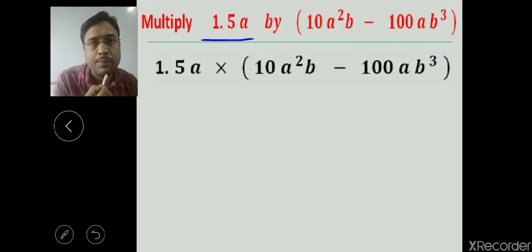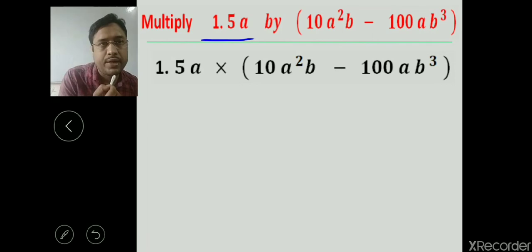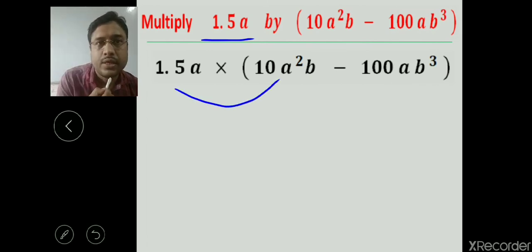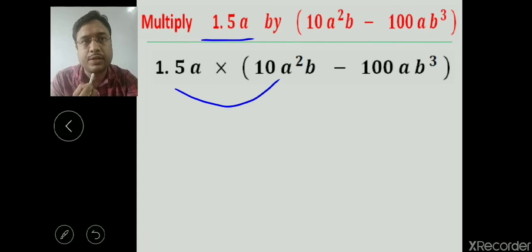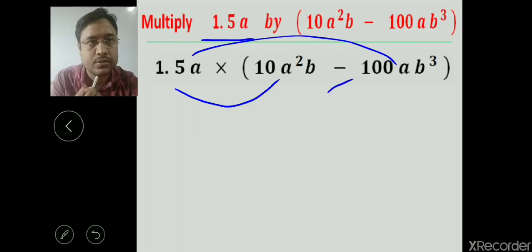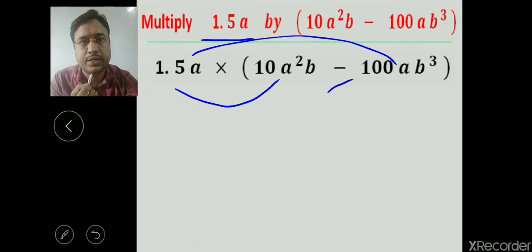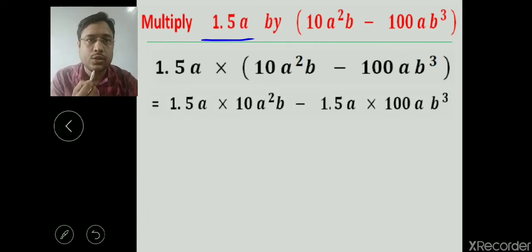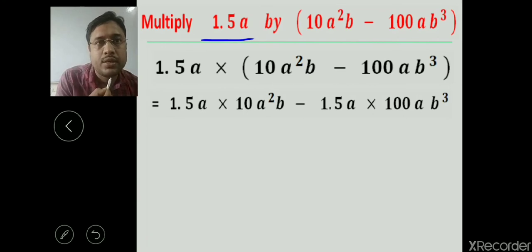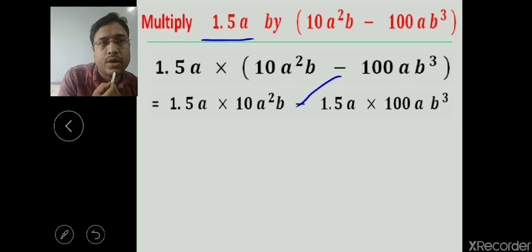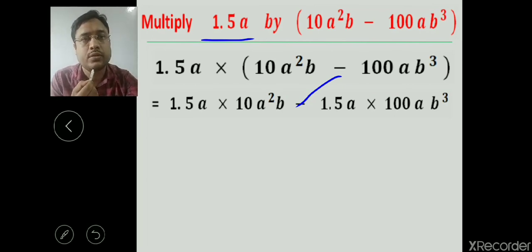So we will multiply 1.5a into 10a square b minus 100ab cube. First, 1.5a multiplies with 10a square b. After that this 1.5a will multiply with 100ab cube, keeping the minus sign in between, because in the expression it is a minus sign. So 1.5a into 10a square b, minus, then 1.5a into 100ab cube.